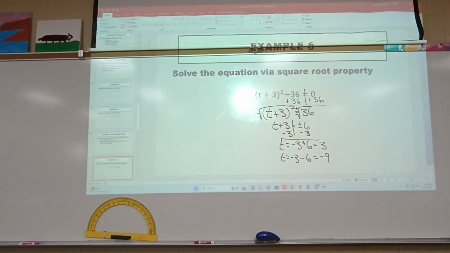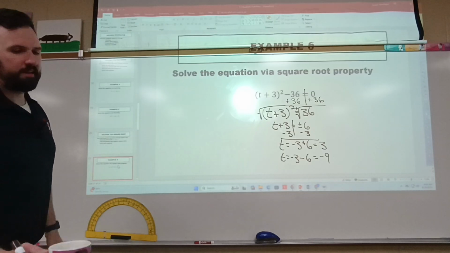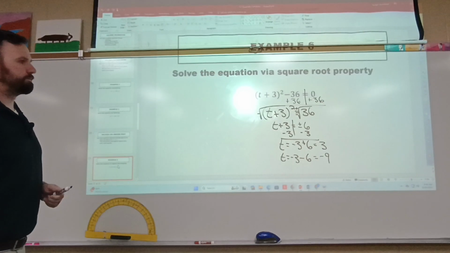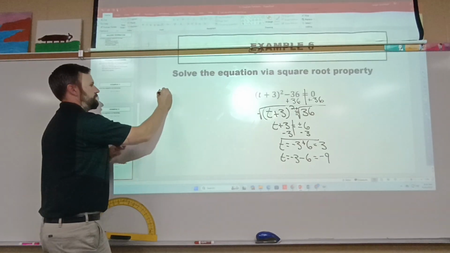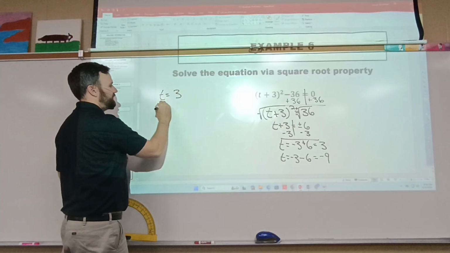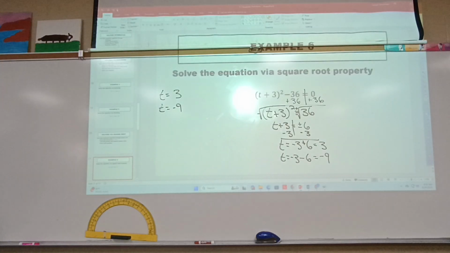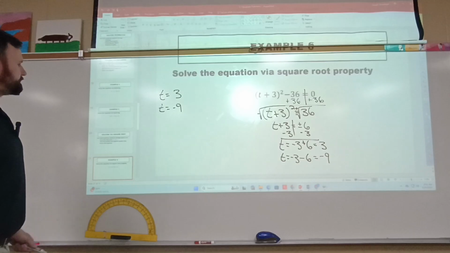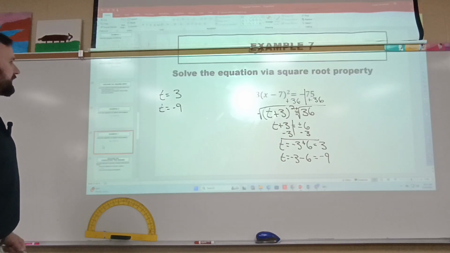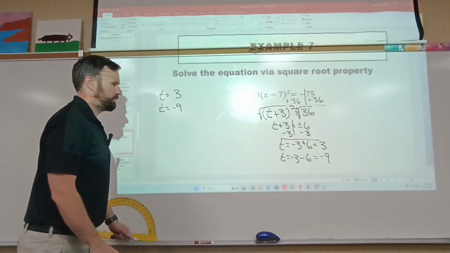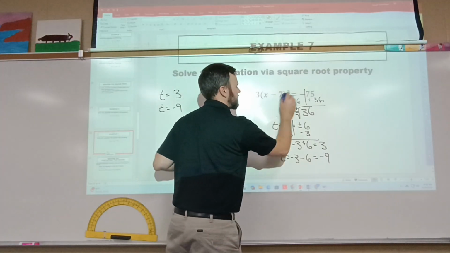I tell you that in the homework set, solve by square roots. Yep, t equals 3, t equals negative 9 are the two solutions. So if I was putting in my homework, the smaller answer would be negative 9. The larger would be 3. I do want to do one more of these.